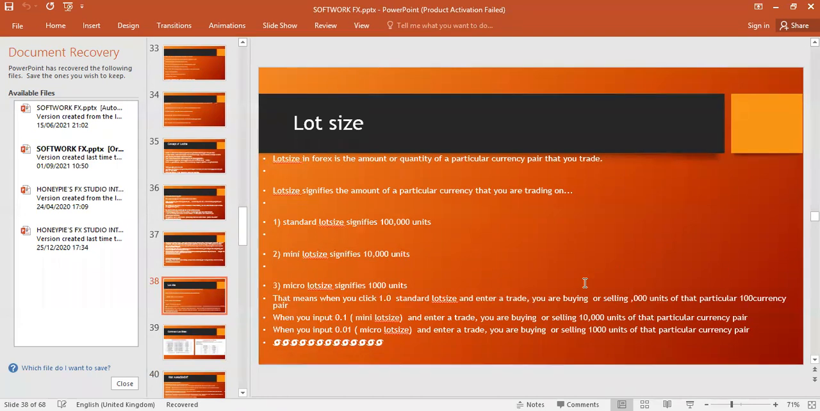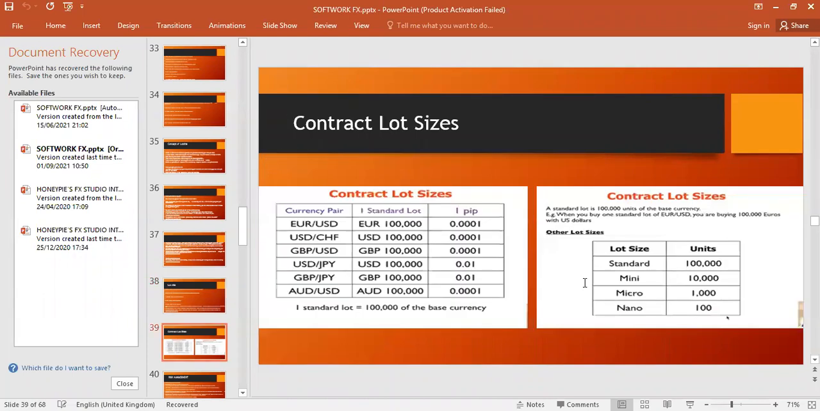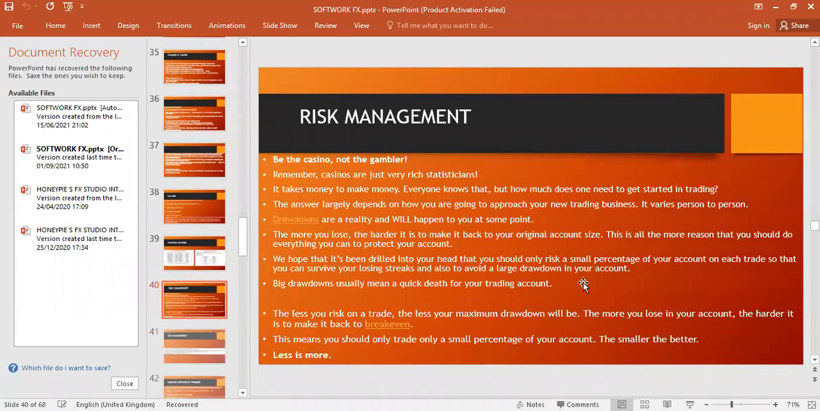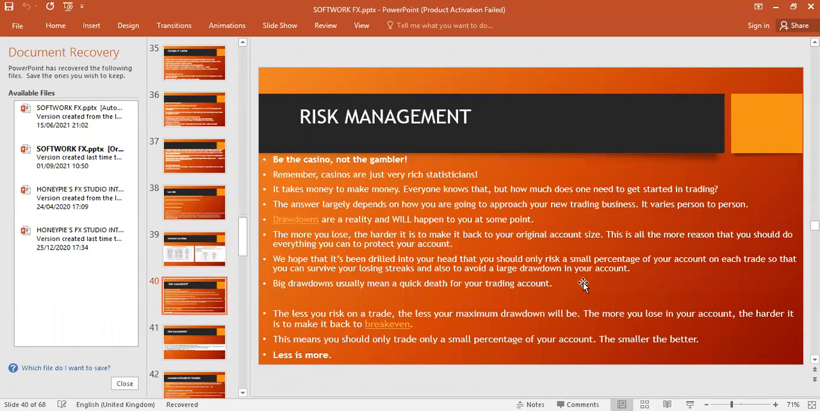So when you click on 1.0, when you're setting your lot size on your MetaTrader, that means you intend using a standard lot size and so on. So all these are very important when it comes to your profit calculation and your position sizing in the market. They are very important. So let's now talk about risk management.